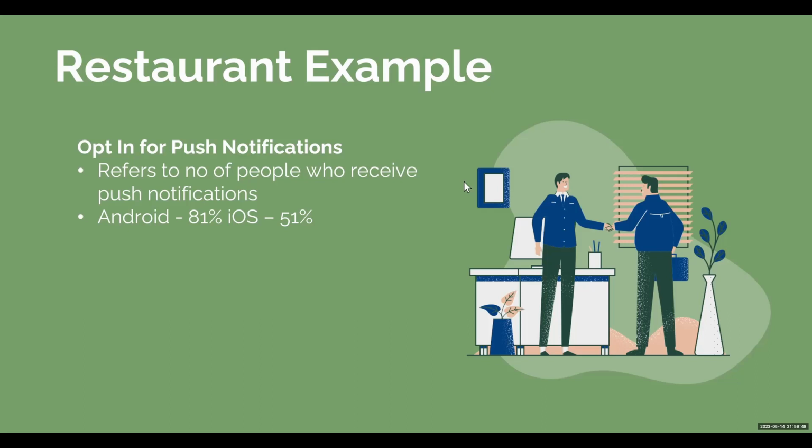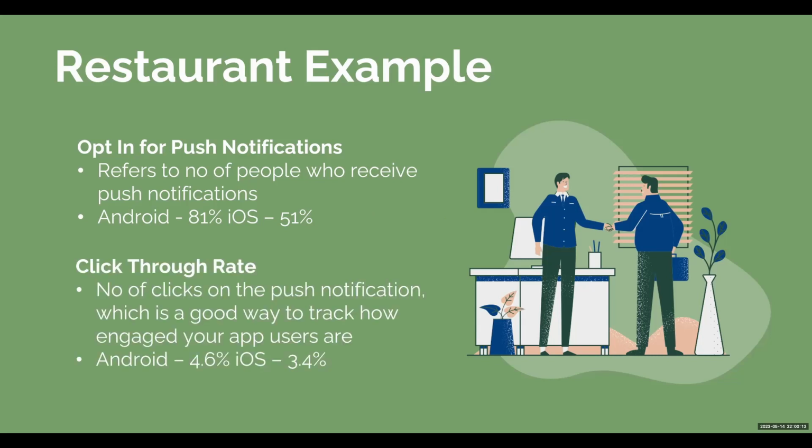So for this reason, you will notice here that you do have a higher opt-in rate for Android phones, which is 81%, and for Apple phones, the opt-in rate is 51%. Simply because Apple users need to opt into receiving these communications.